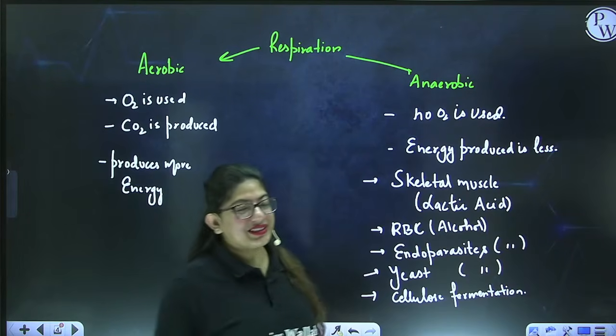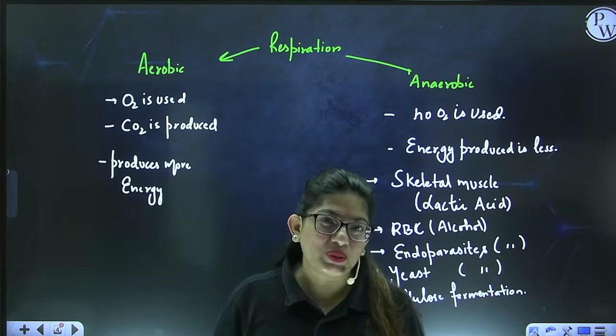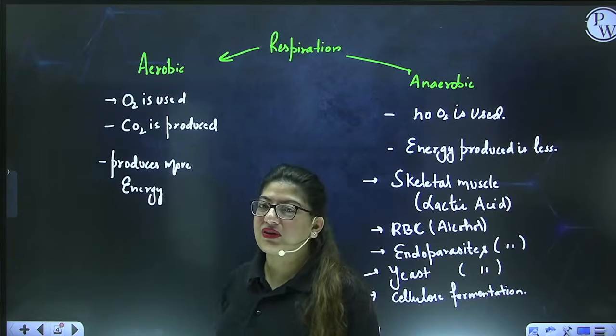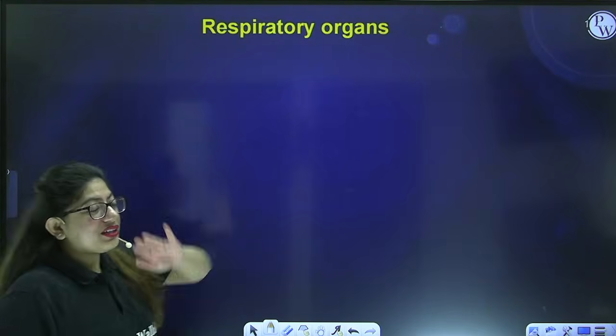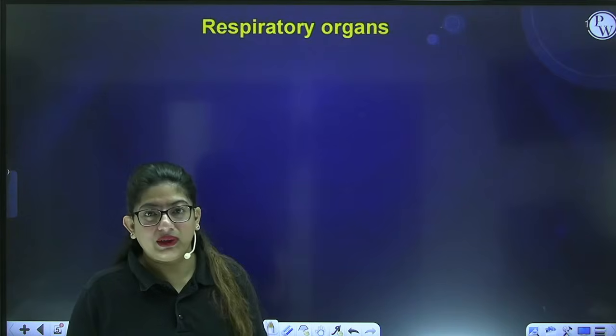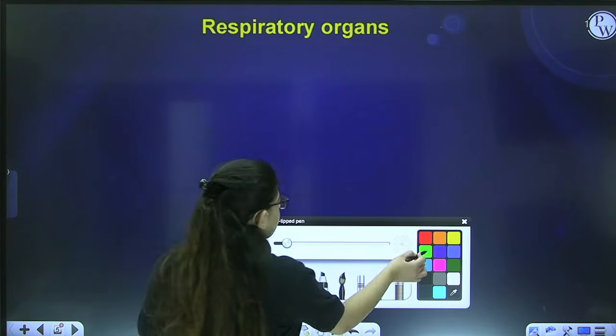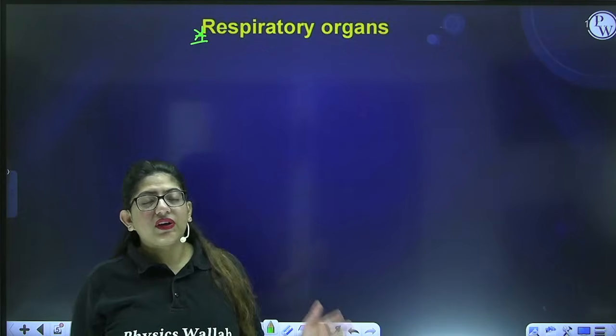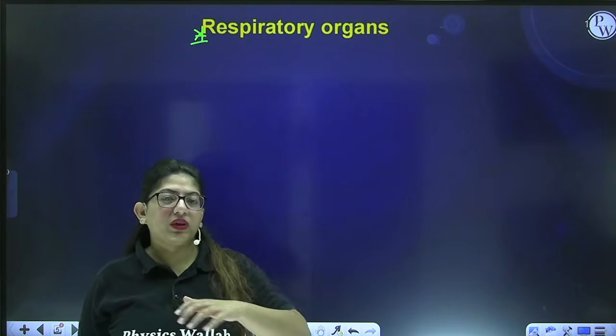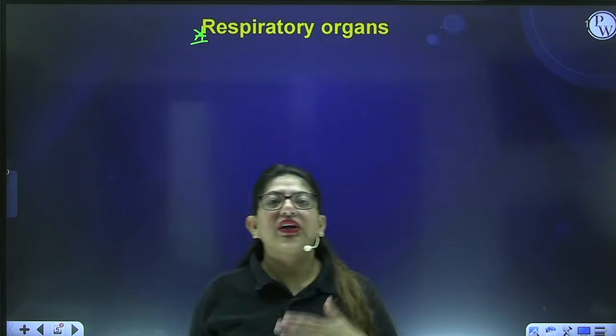So obviously in this chapter, we are talking about humans. So we'll be talking about aerobic respiration in the entire lecture. First of all, let's see what the various respiratory organs are in the entire animal kingdom. Guys, wherever I put a star, the question can be asked from this topic. So how do respiratory organs differ in different organisms?